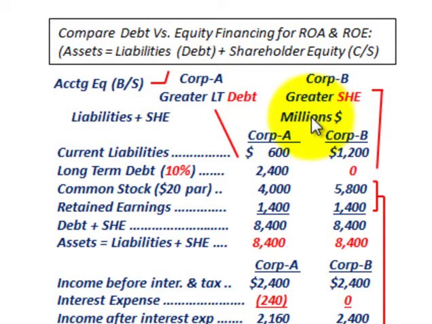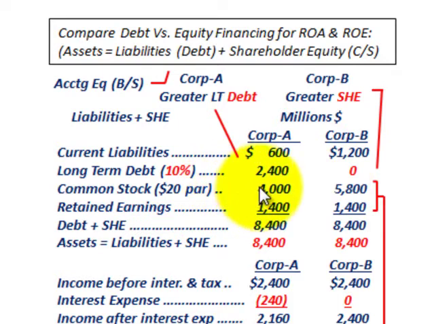And this is in millions of dollars. Just going through this really quickly, current liabilities: Corp A is going to have only $600,000 versus Corp B's $1,200,000. But this is where we come into the difference, where Corp A is going to have long-term debt, and they're going to have an interest rate of 10% on that debt. So they have $2,400,000 in long-term debt versus Corp B, which, for this example, is going to have zero in long-term debt for comparison purposes.